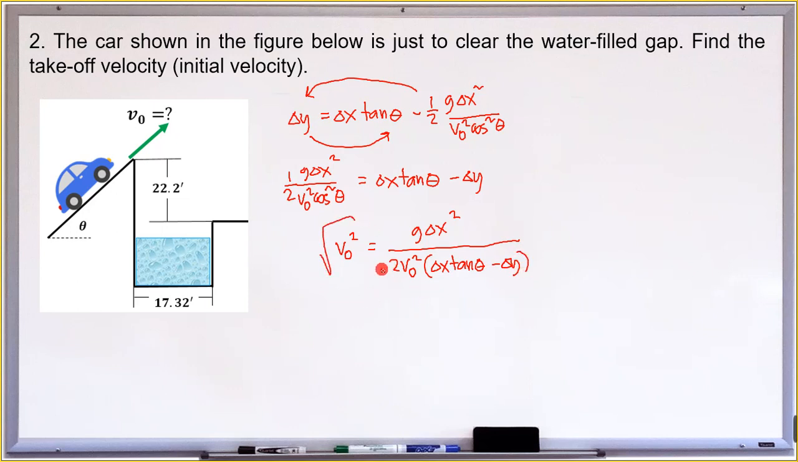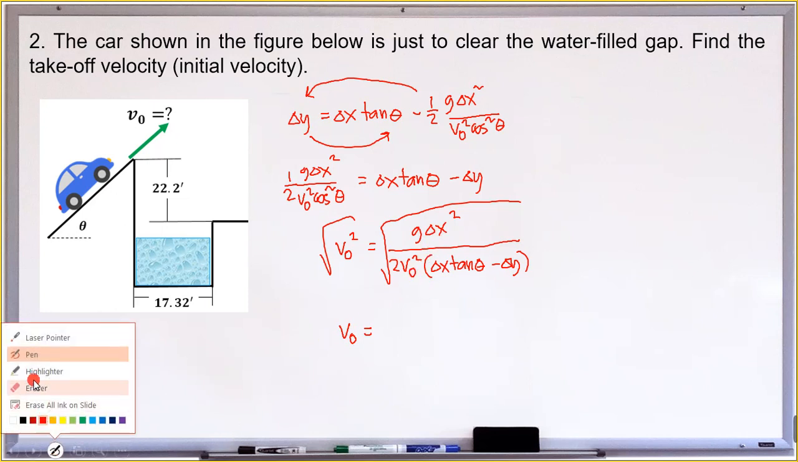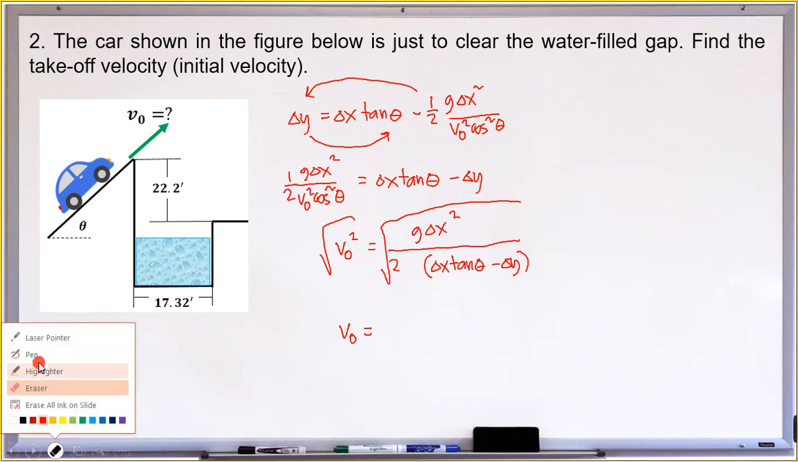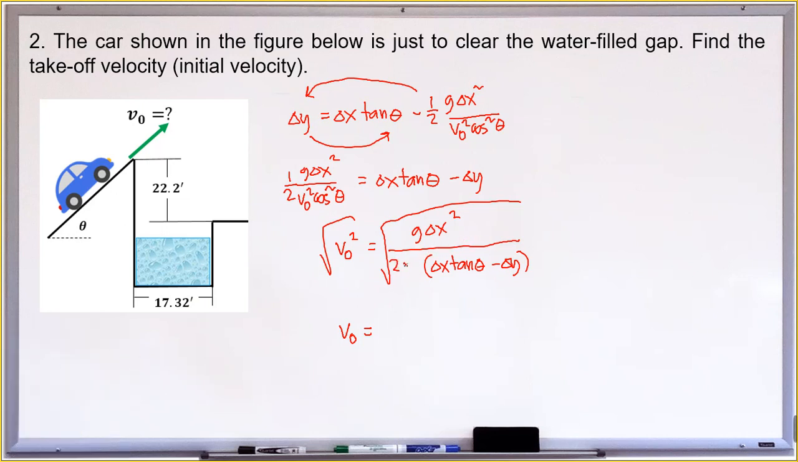Okay, so take the square root on both sides. So we have v naught equals... sorry, no need to write v naught twice. I forgot to put the cosine theta, so 2 cosine squared theta. With this, we can extract delta x over cosine theta since they are squared. So we have delta x all over cosine of theta times the square root of g over 2 times delta x tangent theta minus delta y.